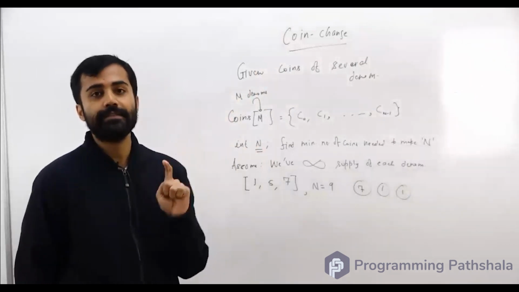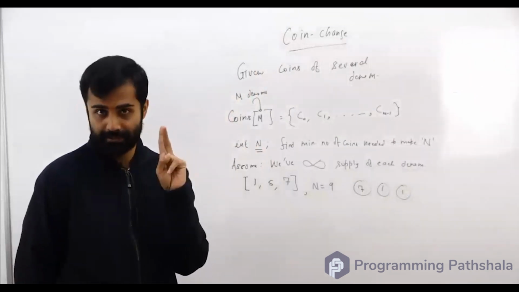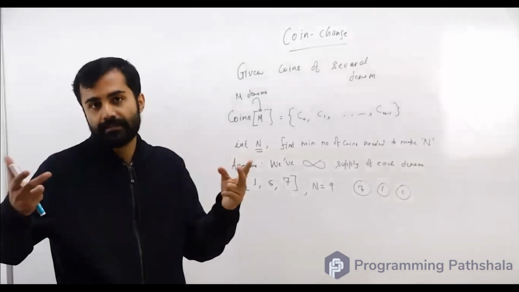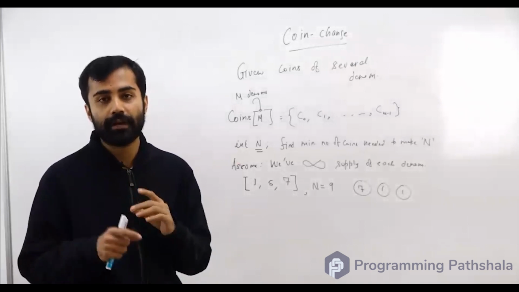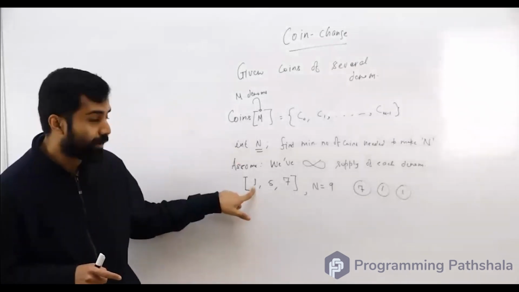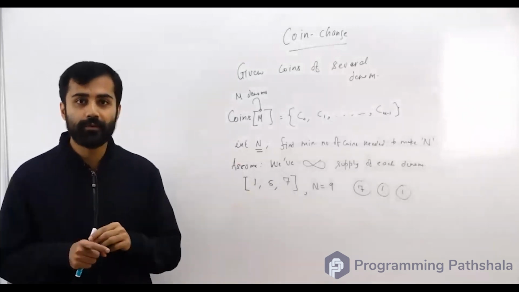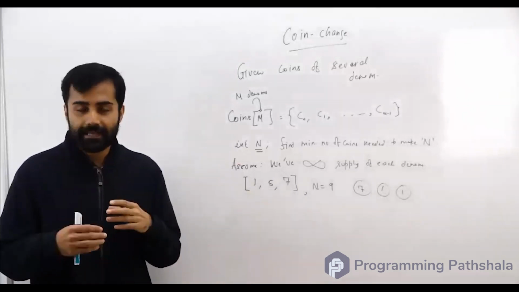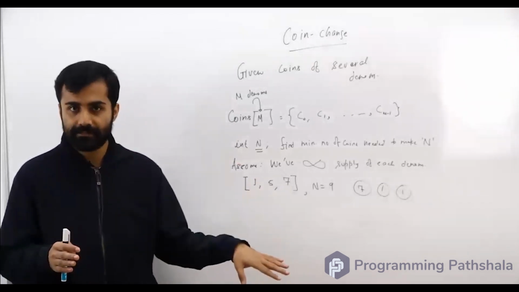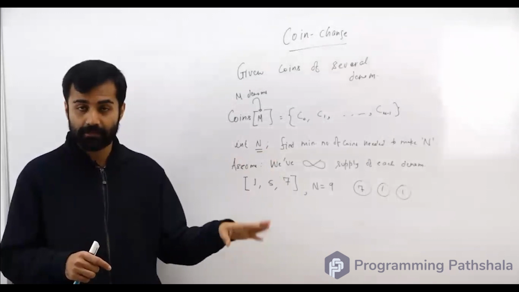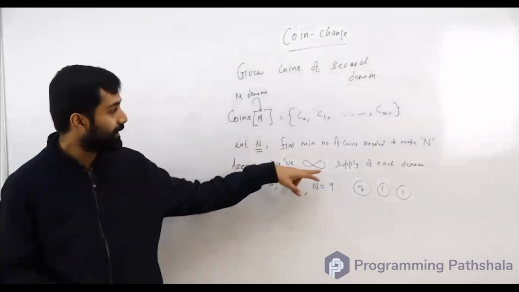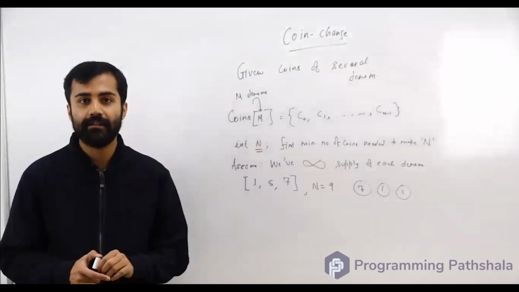One of you is saying we have 2 options for each coin. Let's say those 2 options are either take a coin or do not take a coin, does that make sense? Let's say you talk about the 1 rupee coin. Either I can leave it completely, or I can take it once, or twice, or thrice, or 4 times. Why? Because there is infinite supply of each denomination.